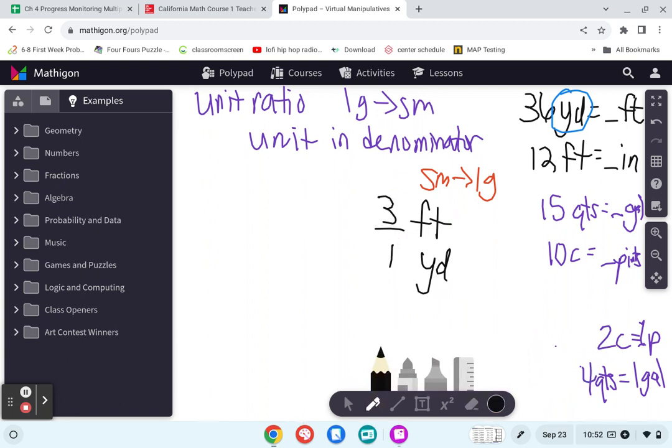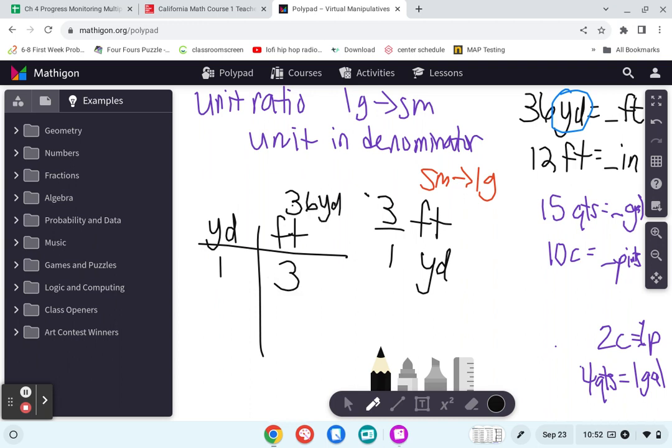Now I'm in the position where I have 36 yards, and I want to know how many feet are in that 36 yards. So I have some options. I could literally set up a ratio table, and y'all know I love ratio tables if you are in my class, my homeroom. So for every 3 feet, there's 1 yard. But at the end of the day, I am going to have 36 yards.